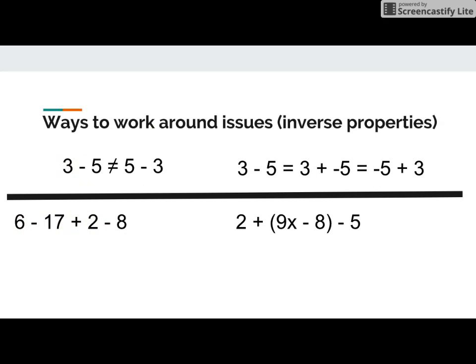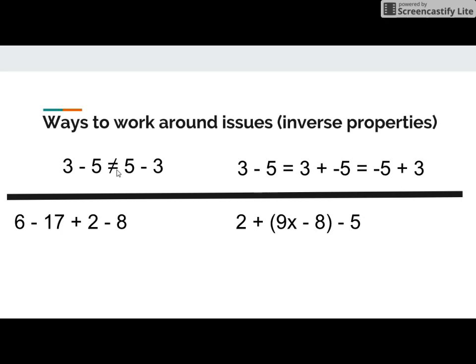Subtraction and division do struggle with these though. So subtraction with the commutative property, subtraction doesn't work. Here's an example of that: 3 minus 5 is not the same as 5 minus 3. So you can't flip-flop, you can't use the commutative property on subtraction. However, there is a way around that.